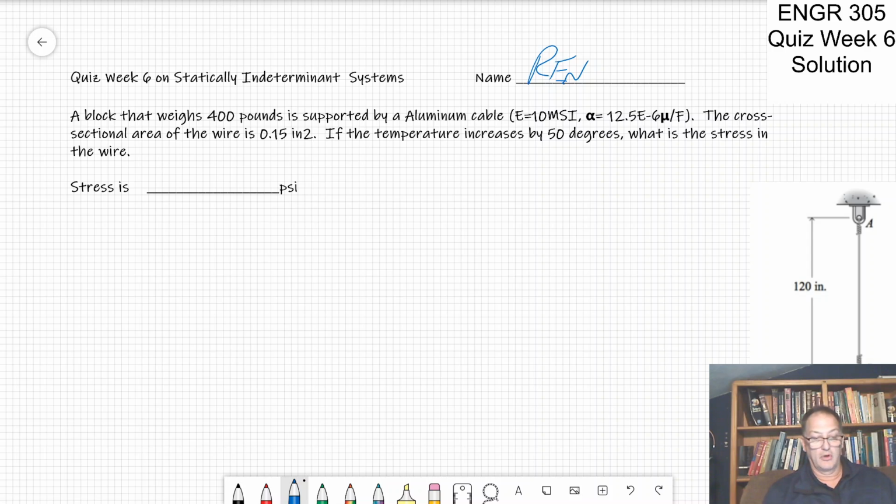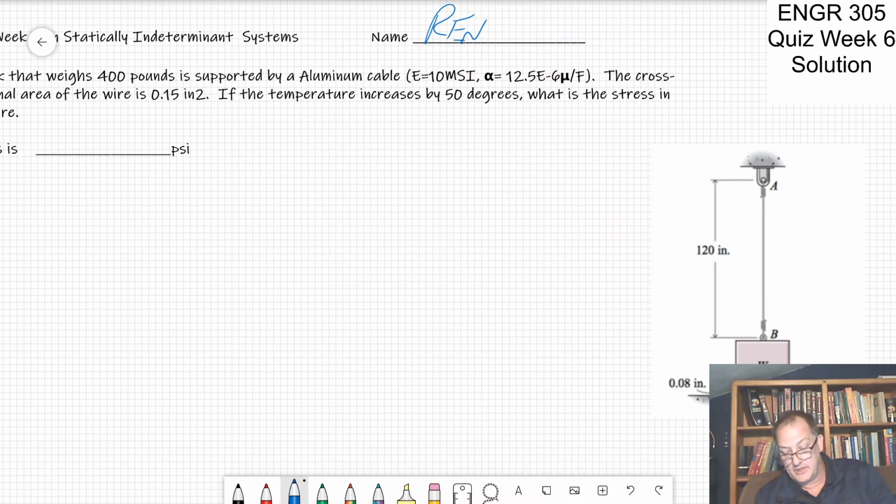A block that weighs 400 pounds is supported by an aluminum cable. It's got my material properties, and the cross-sectional area of the wire. If the temperature increases by 50 degrees, what's the stress in the wire? So what we've got is this block is hanging and the temperature increases by 50 degrees, and then the block hangs and it starts to stretch that.